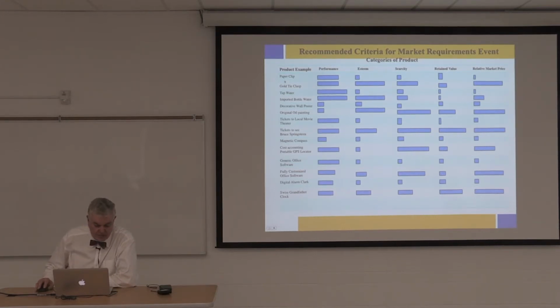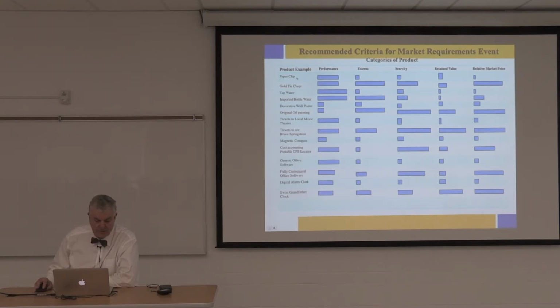These are many products: paperclip, tap water, original oil painting, tickets to see Bruce Springsteen, cost accounting, portable. Hopefully Bruce is still around when you're seeing this video. Fully customized software, digital alarm clock. So this is the criteria that the market requires, in terms of its importance.